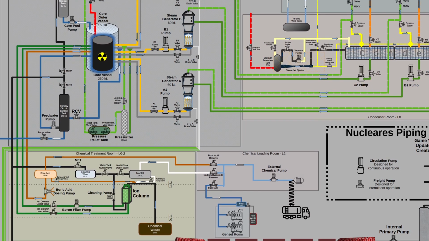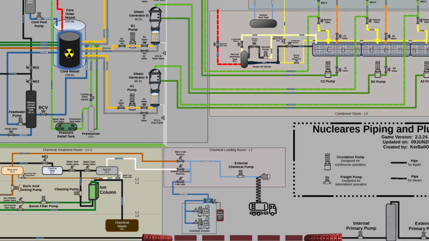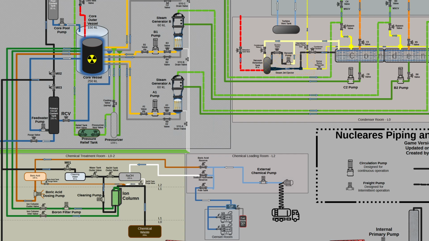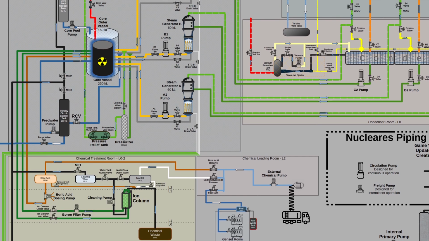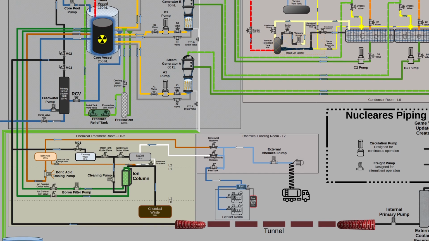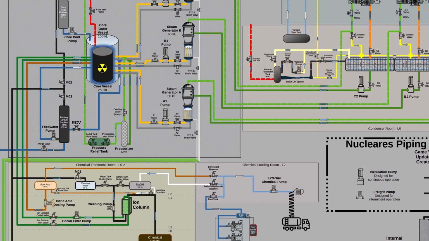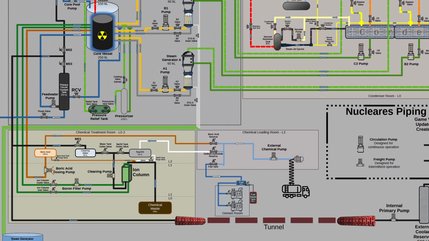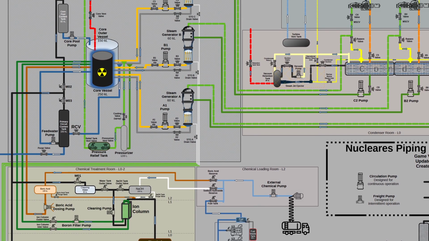Then again at the core vessel, we have two green solid lines. These are the steam lines. No, these are the liquid lines. So there is one green pipe coming out from the core vessel all the way down to the ion column inlet valve, boron filter pump, and into the ion column. So these are the chemical piping.